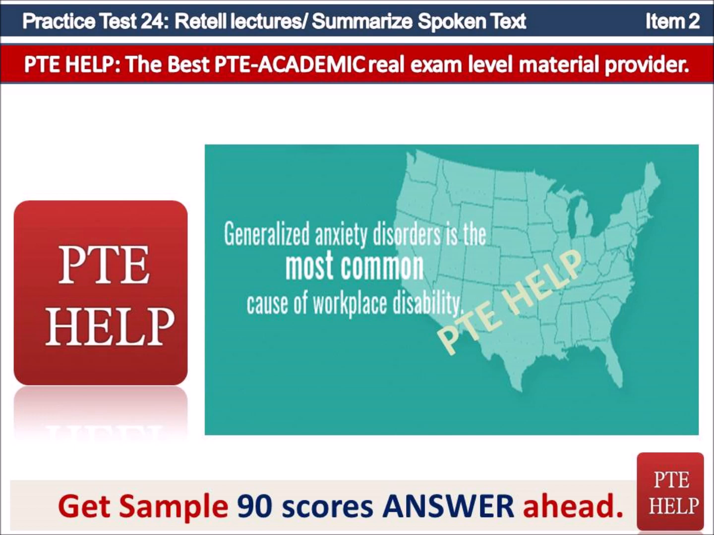Next is being easily fatigued. Third is difficulty concentrating. The fourth is irritability. 5 is muscle tension, which can look like trembling, twitching, having the shakes, feeling achy or sore. And the last, number 6, is sleep disturbance. It's going to be difficulty falling or staying asleep, restless or unsatisfying sleep.